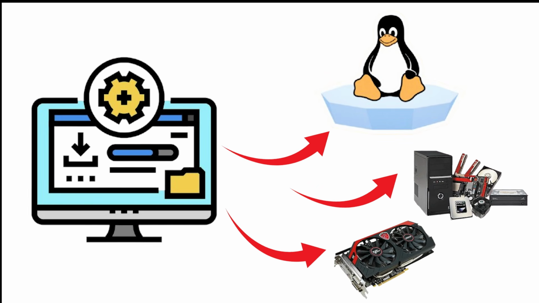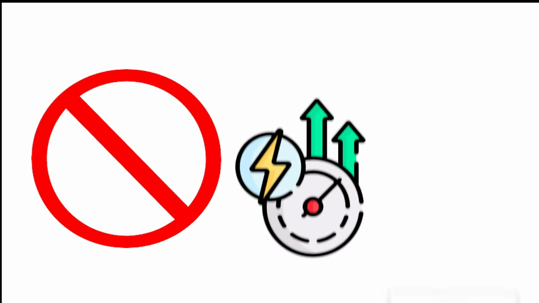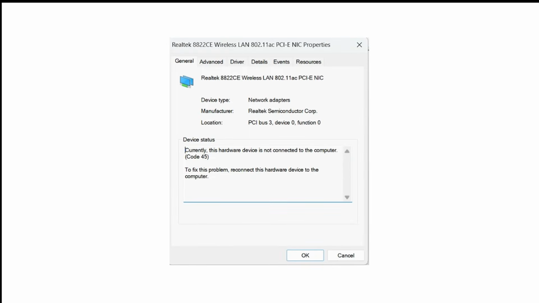Your GPU might display a picture, but at the wrong resolution with no acceleration. Your audio might not work at all. Your Wi-Fi card might not even appear as available.